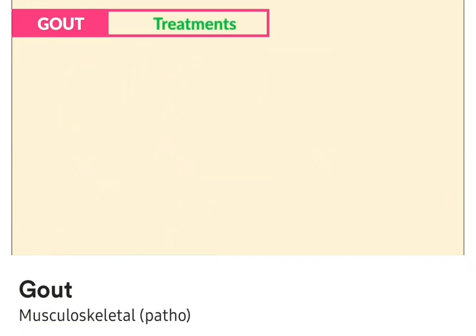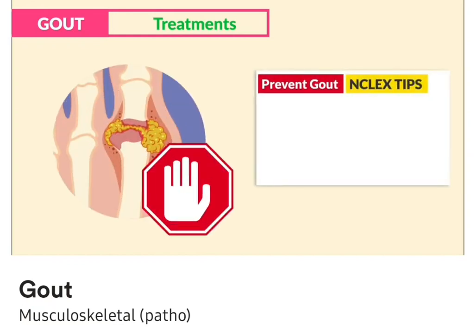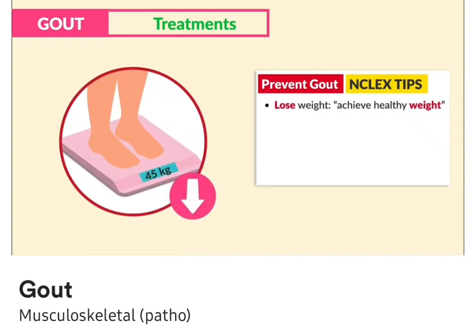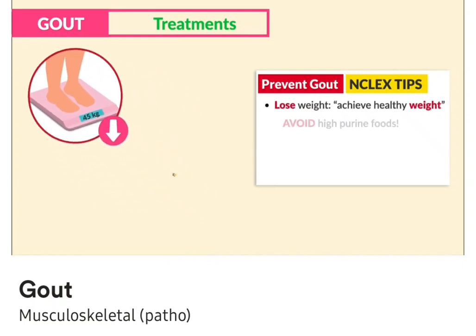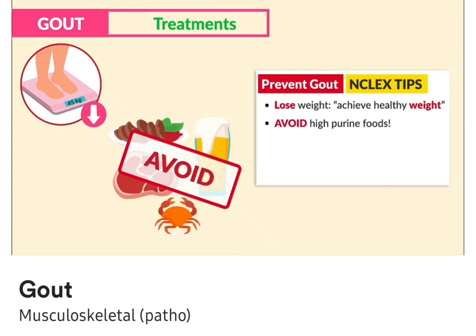Now, in terms of treatments, the big goal here is to prevent the gout. So big NCLEX tips to write down. Lose weight or achieve a healthy weight. Avoid the high purine foods to avoid the high pain. So no meats, alcohol, or seafood.